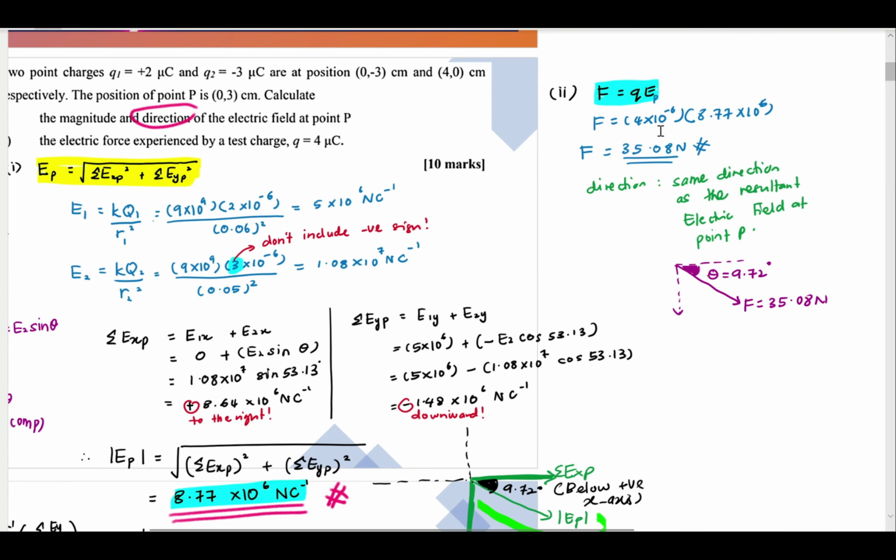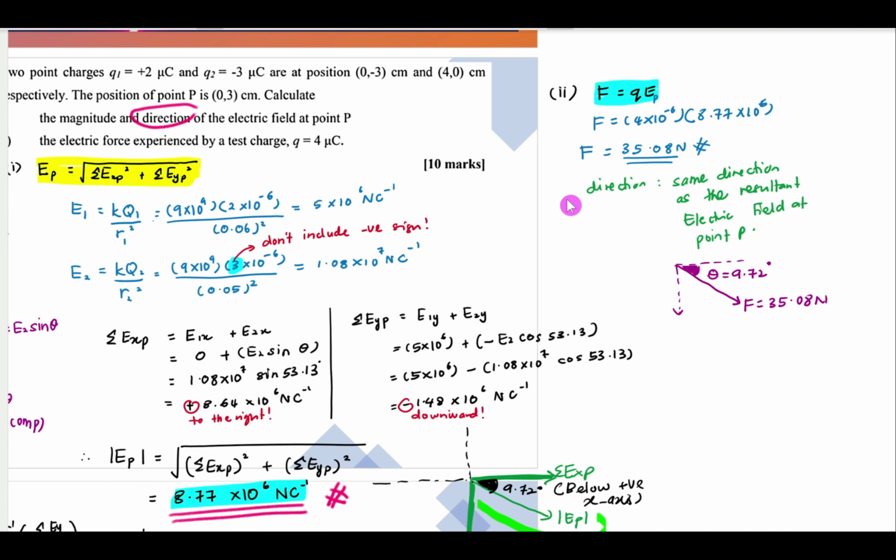Okay, sebab apa? Kenapa sama dia punya direction? Okay, because this is the scalar quantity and we times with this one, the vector quantity electric field, direction of the electric field tadi kita dah kira. So, force dia akan samalah direction dia. Okay, direction of the resultant force experienced by a test charge of 4 microcoulomb at point P should be same direction as the electric field at point P. Alright, so now we finish discuss question number 1.